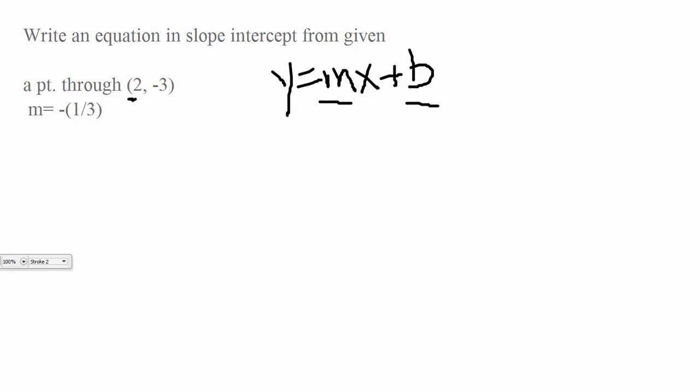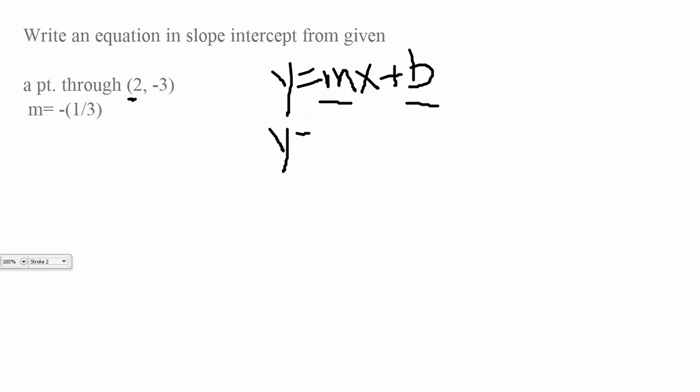If this were a y-intercept, that x value would be a 0. It would be a 0 every time in order for it to be a y-intercept. So this point is not that. Now we are given the slope, that the slope is a negative 1/3. So that is something that we can go ahead and plug into our equation here.